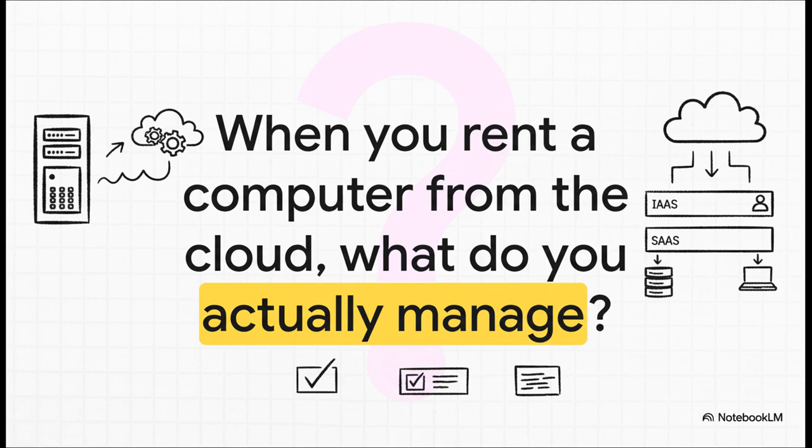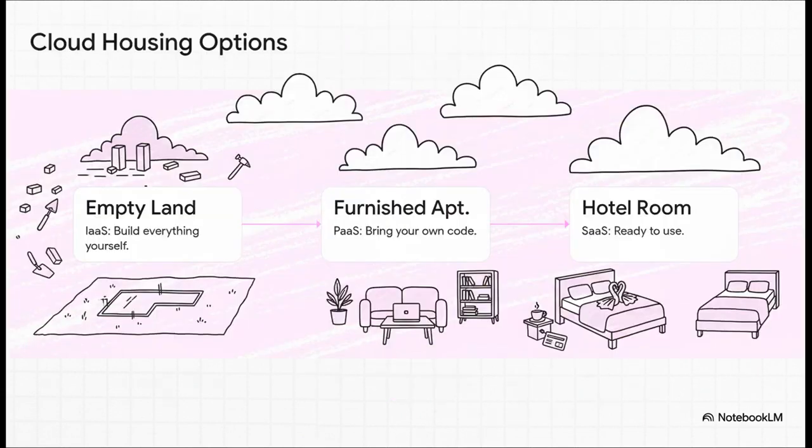The answer to that question is what defines the different cloud service models. And that's exactly what we're going to break down right now. Okay, probably the easiest way to wrap your head around all this is with a simple analogy. Think about housing. When you need a place to live, you've basically got three choices, right? And they map perfectly to the cloud. You could get some empty land, you could rent a furnished apartment, or you could just check into a hotel.